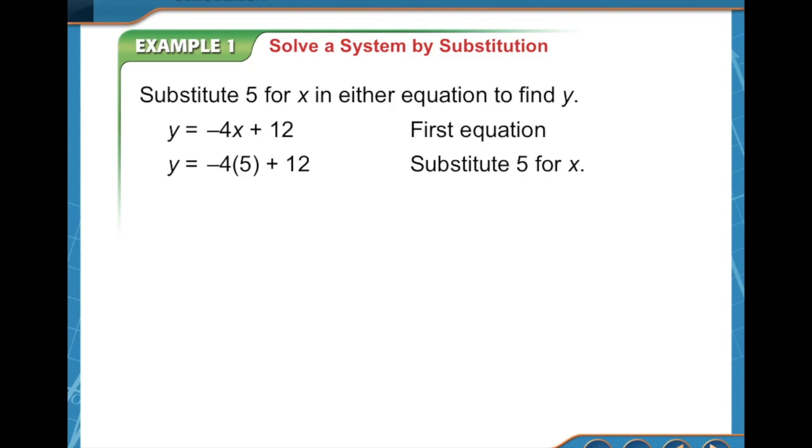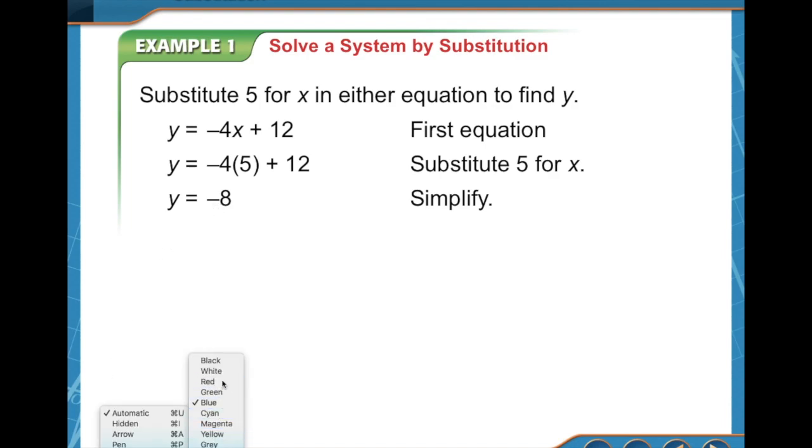So we know 5 times 4 is 20, but we have a negative, so we'll keep that. And then negative 20, add 12, the difference there is 8, and it is negative. So y equals negative 8. Now we already said that x was 5. So if x is 5 and y is negative 8, what does that mean for our problem? Well, that is our answer.